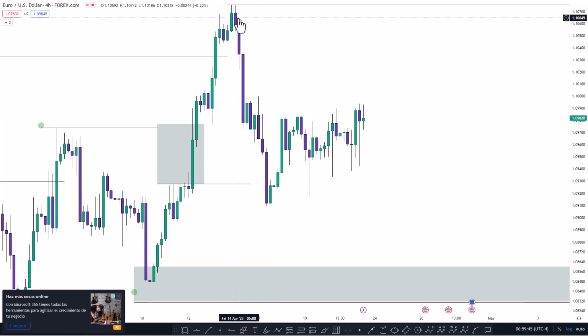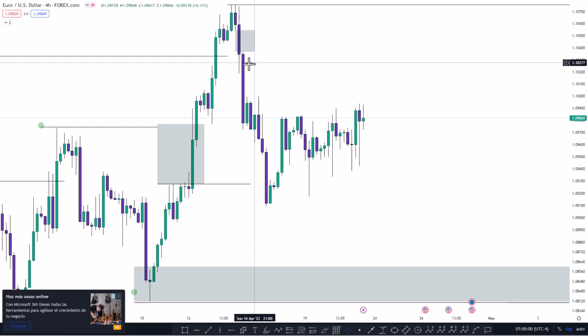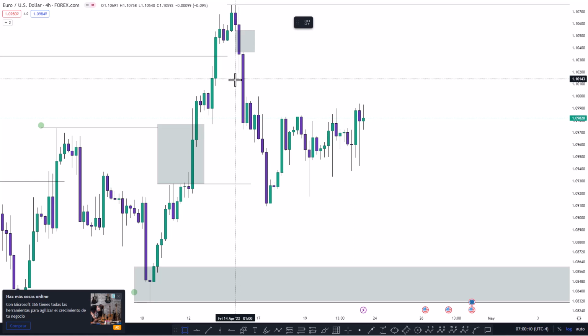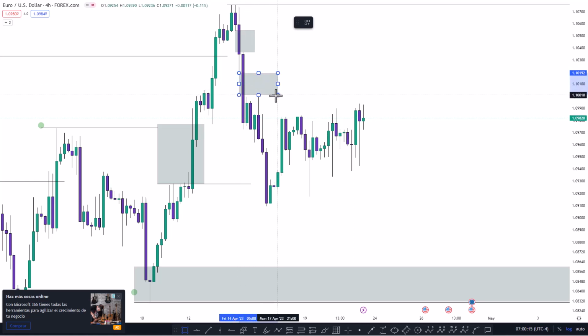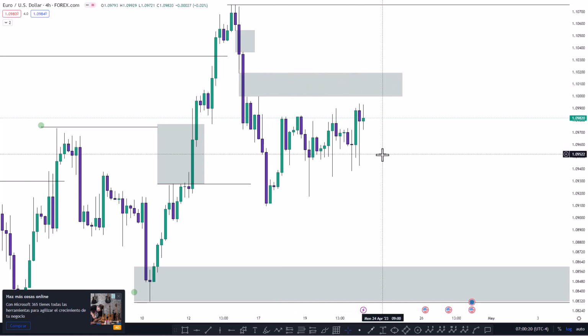So here, immediately you have to mark what? You have to mark your H4 imbalances you have here. The first one is here. This is your H4 imbalance resting here, all the way to this high. And then we have another imbalance resting here, from the low of this candle to the high of this candle. You have to mark all of these zones.